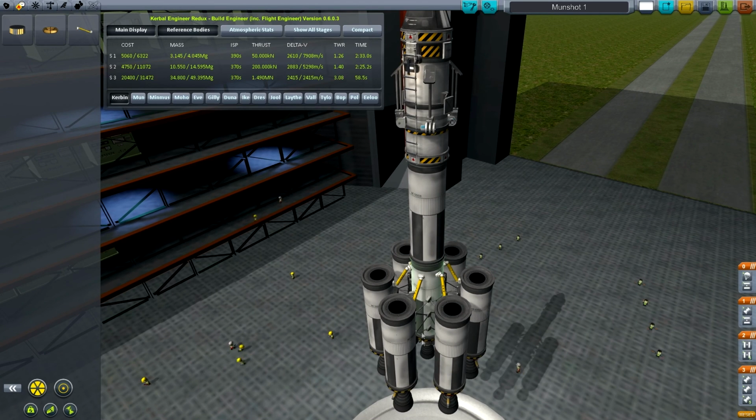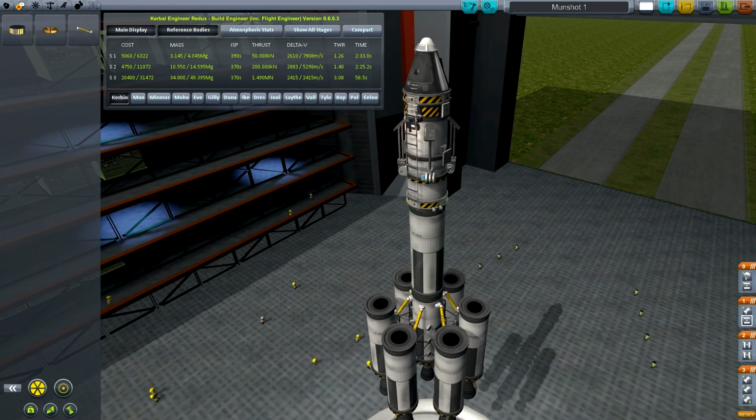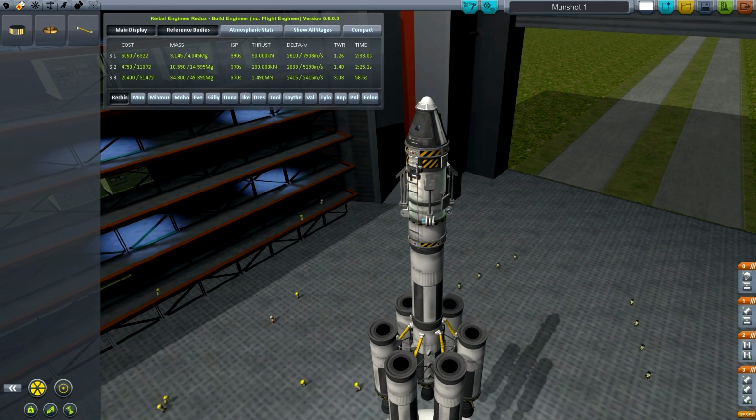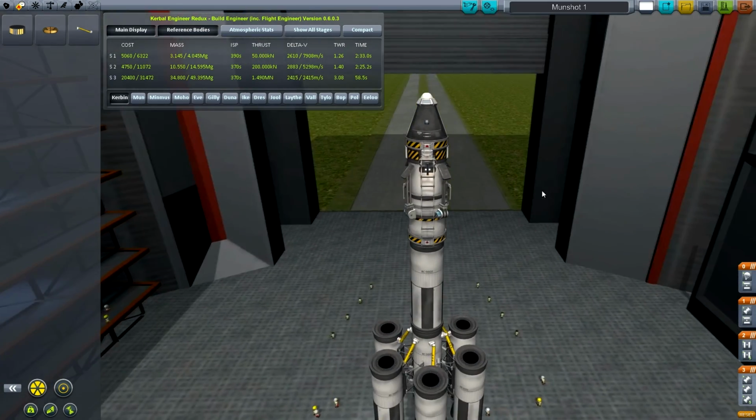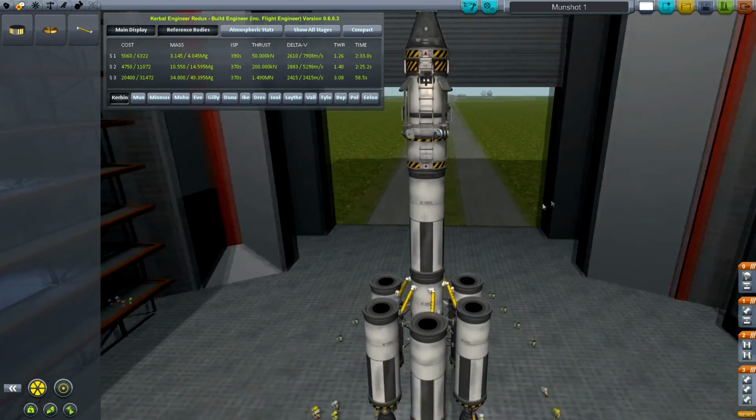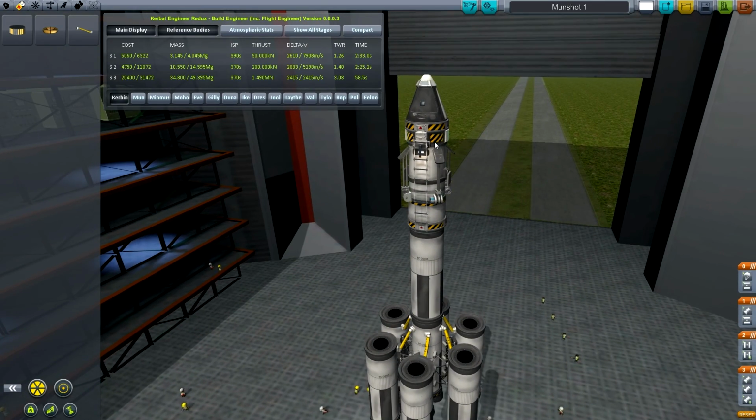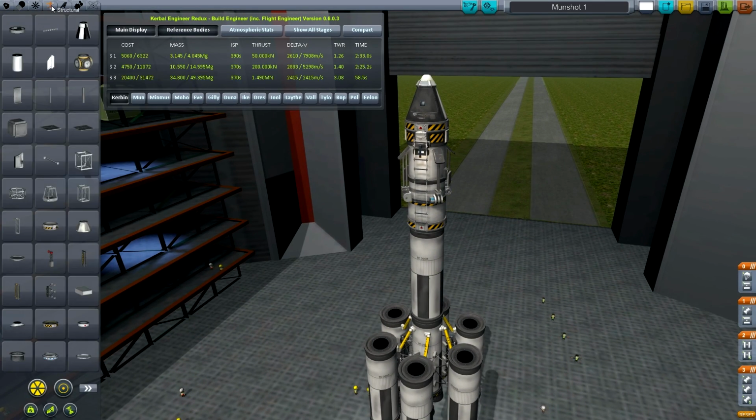Once we're in low Kerbin orbit, we can then use whatever fuel we've got left here to propel us to the Moon. Once we're at the Moon, we separate this stage here. This lander should be able to land on the Moon and then return. Brilliant, everything we need. The only thing we're missing, control surfaces for the advanced SAS.